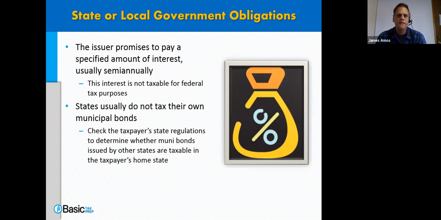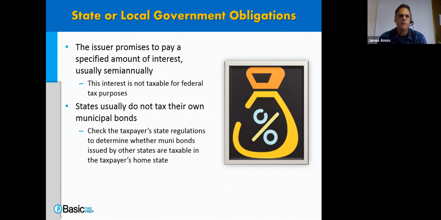So somebody that wants to buy muni bonds to help the local community, the IRS says, look, we're going to give you a break there. We're not going to tax that. Why? Because they're trying to encourage people to invest in their own local governments. And this is one way to do it, is to remove any interest earned from that local government. If you do, they're going to remove that from your taxes. States usually do not tax their own muni bonds, and that's true for Oregon.